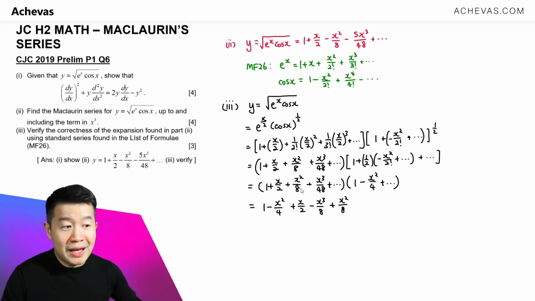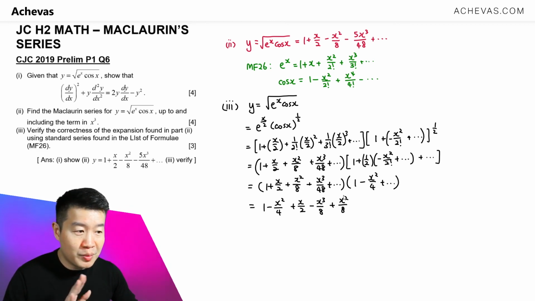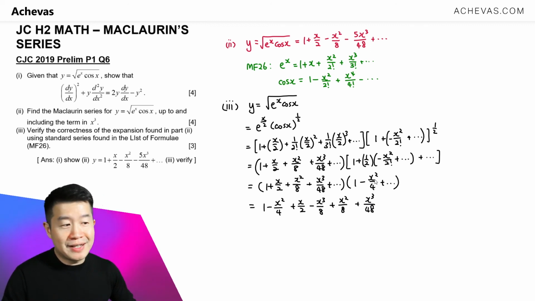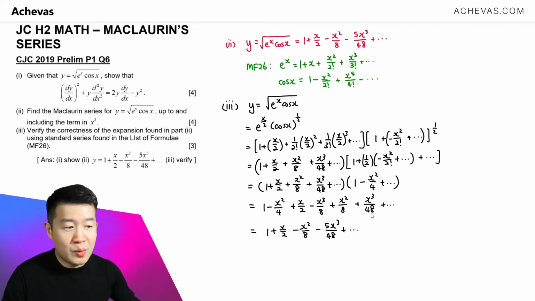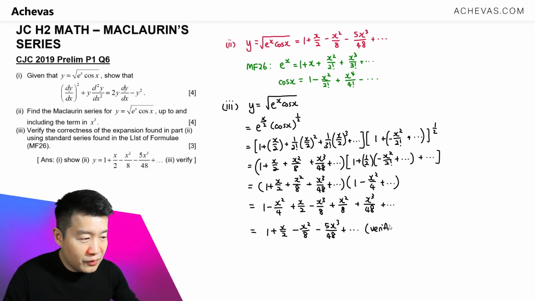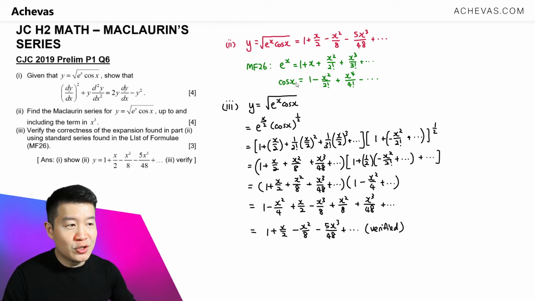This times this is giving me an x to the power of 4, and that's not what I want, so I'm going to be neglecting it. Then after that, this times this gives us a plus x to the power of 3 over 48. And this is going to give us x to the power of 5, so I'm not going to put it in. And doing one last simplification to this, we will be getting a 1 plus x over 2 minus x squared over 8 and minus 5x cubed over 48. Okay, this is exactly what we were trying to verify. So we have completed this question and we have verified that this, through the formula from our formula sheet, is what we have proven in part 2.